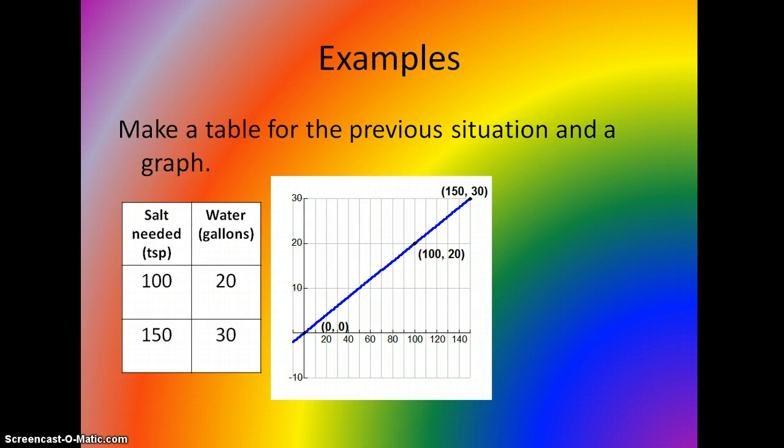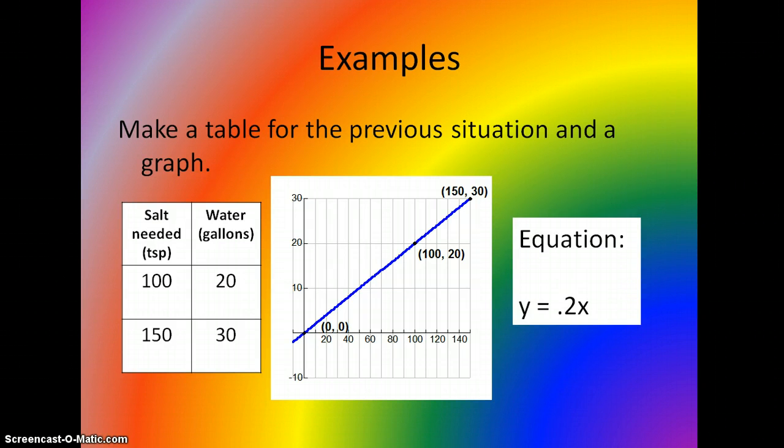We can also take a look at the equation of this situation. The equation is y equals 0.2x. How did I get 0.2? Well, we know how to find the slope from a line, and we also know how to find the slope from a table. So I found the slope, and it came out to 0.2.